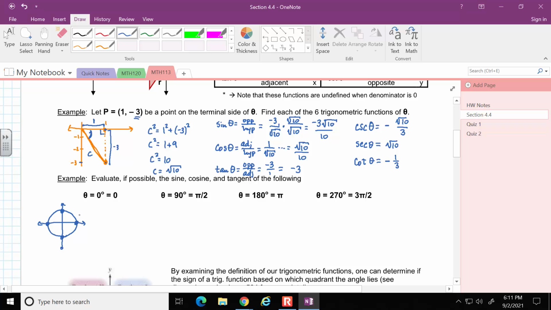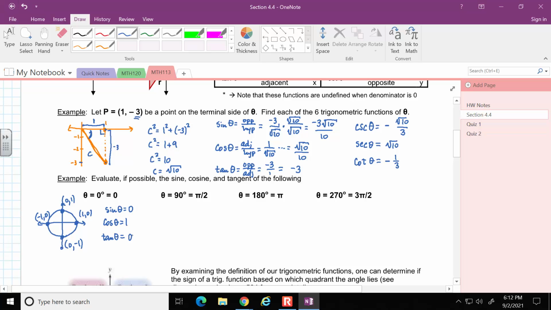We should know the coordinates, right? If this is a unit circle, that's going to be the point 1, 0. This is going to be the point 0, 1. This is going to be the point negative 1, 0. And this is going to be the point 0, negative 1. Okay? So if I come in and say, well, what's the sine, cosine, tangent of a 0 degree angle? Well, the sine, again, is the y coordinate, so that's just 0. The cosine is the x-coordinate, or 1. So the tangent of theta is sine over cosine, so 0 over 1, which is 0.